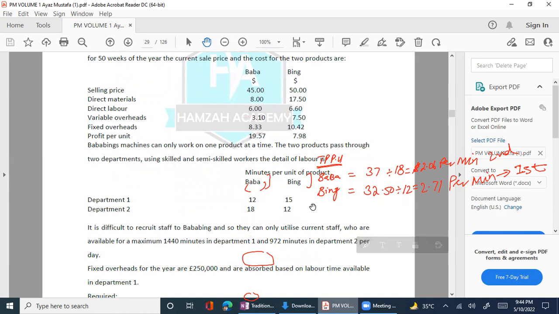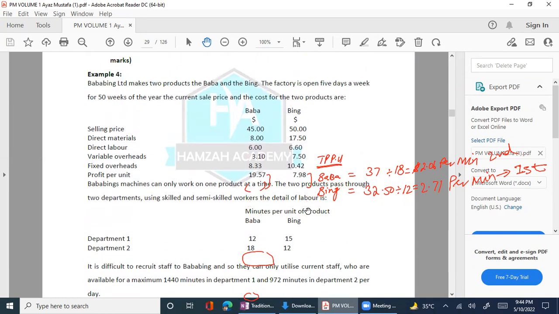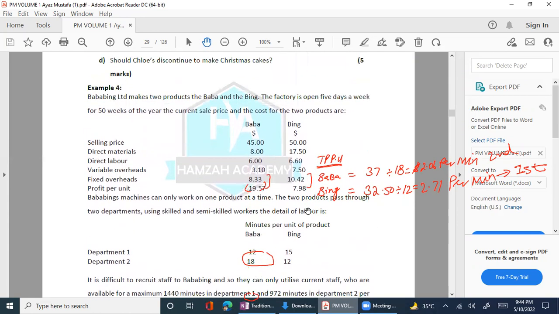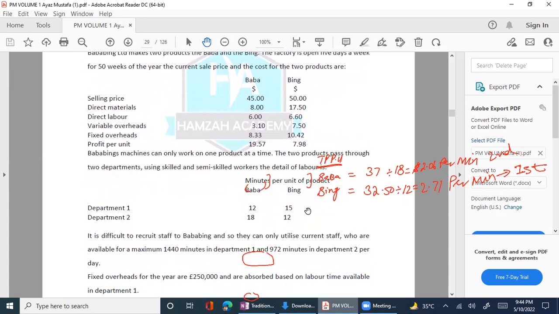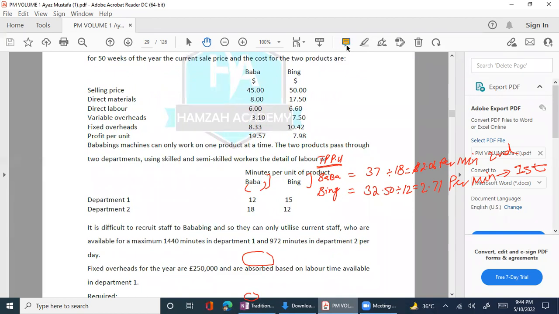Now, I need to look at whether there is some demand for the Baba and Bing. The demand is not given. So I assume that I will use all of these minutes to produce only Bing. So how many Bing can I produce? 972 divided by 12 minutes. I will use the whole time for producing Bing because Bing is generating more benefit to me. So I will produce 81 units of Bing and no units of Baba.